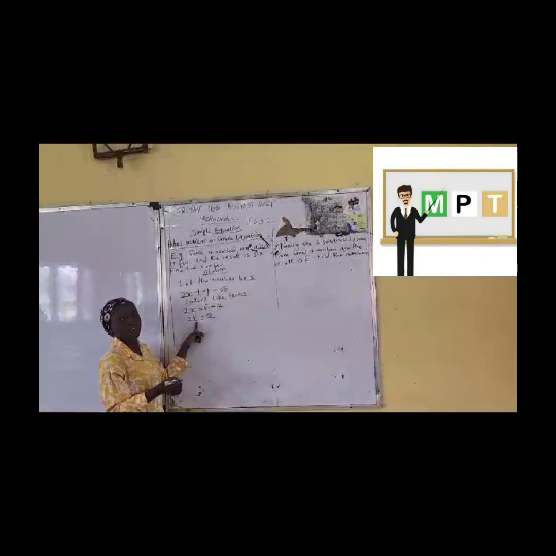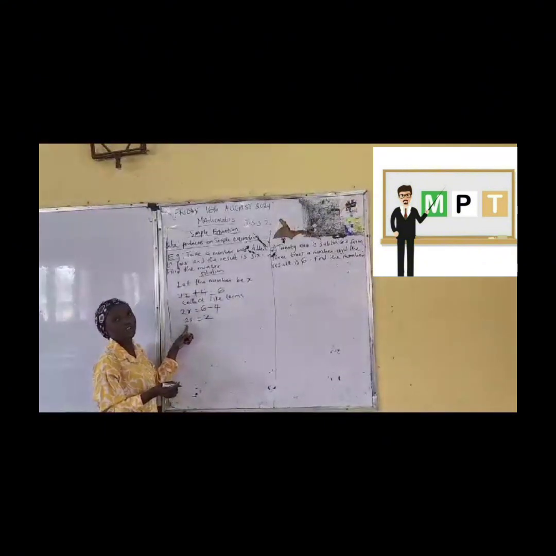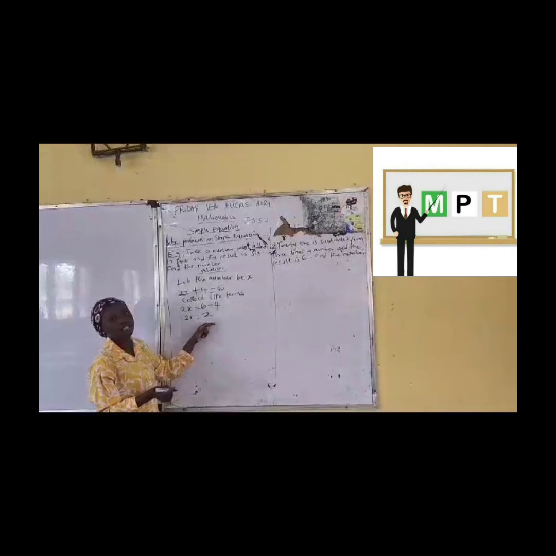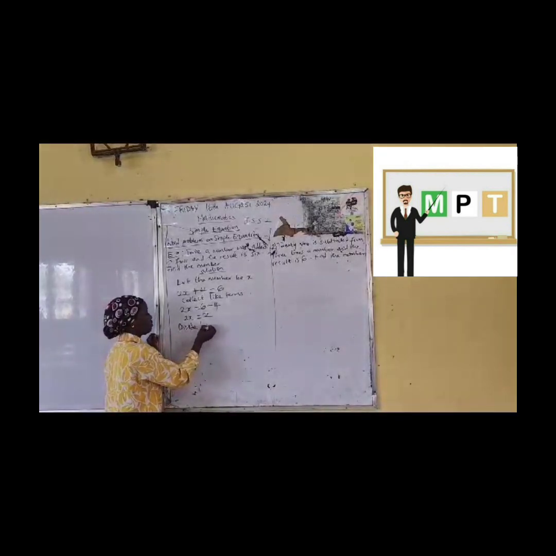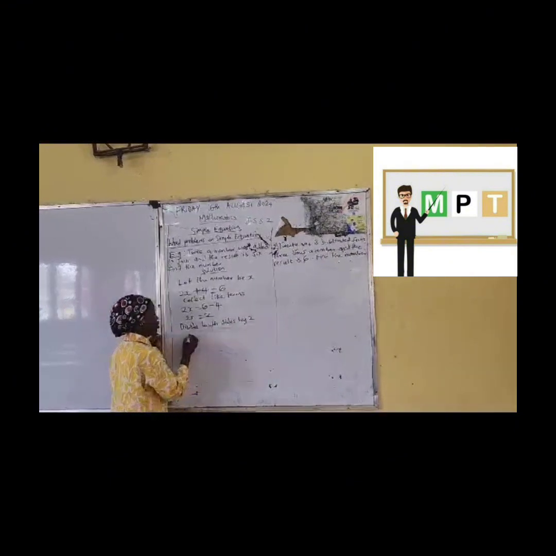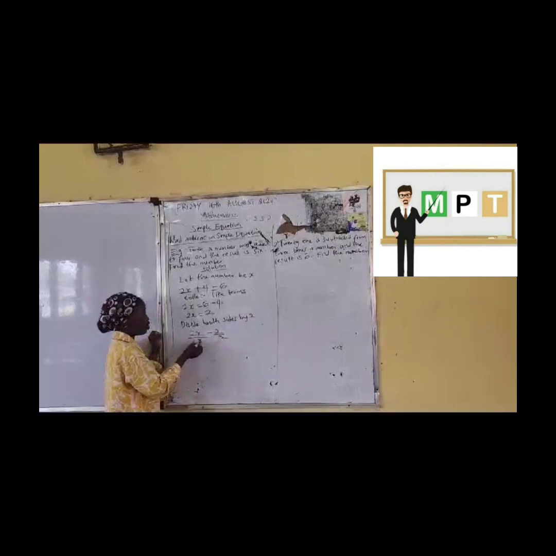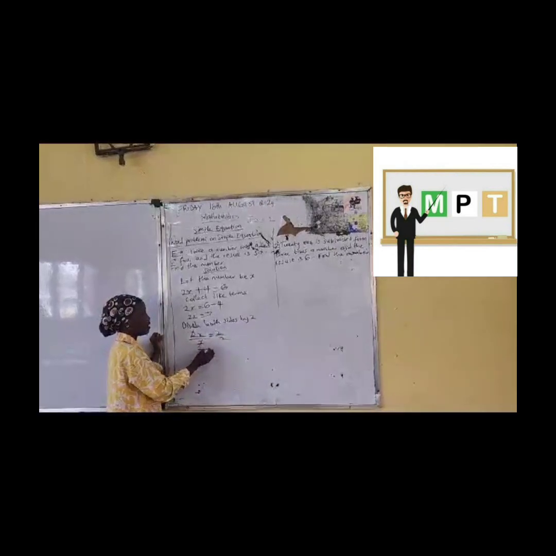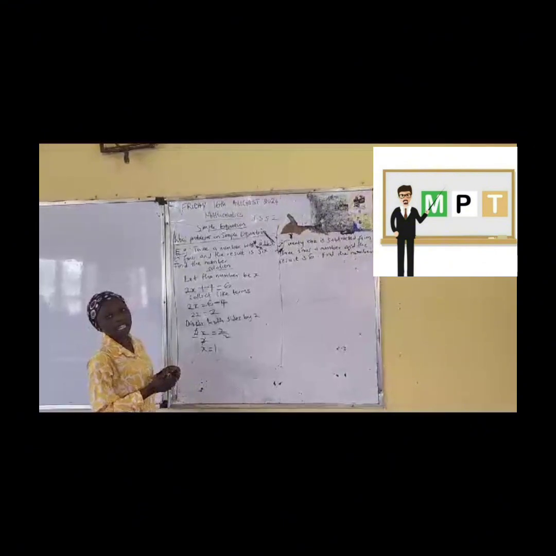Now we're looking for the value of x. For us to get the value of x, we have to remove the coefficient of x, and the coefficient of x here is 2. So we're dividing both sides by 2. So 2x over 2 is equal to 2 over 2. This 2 is going to cancel this 2. x is equal to 2 divided by 2, which is 1. That means the number is 1.